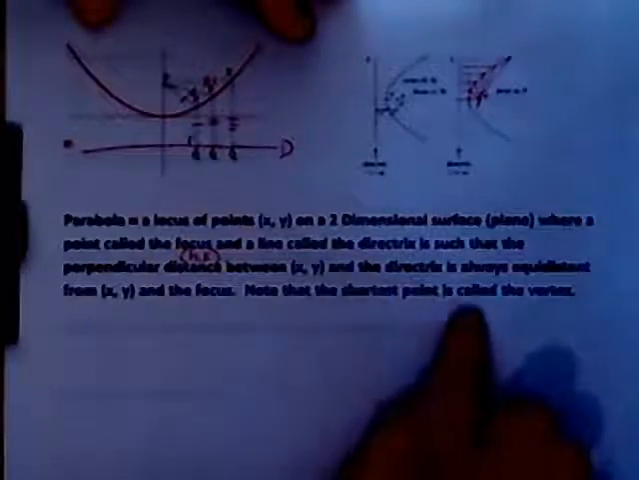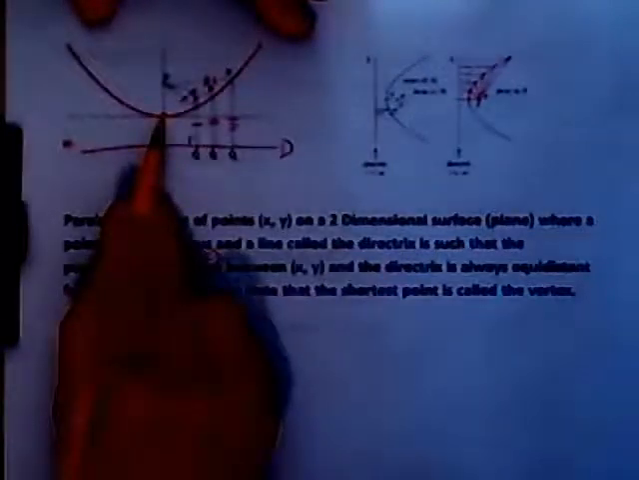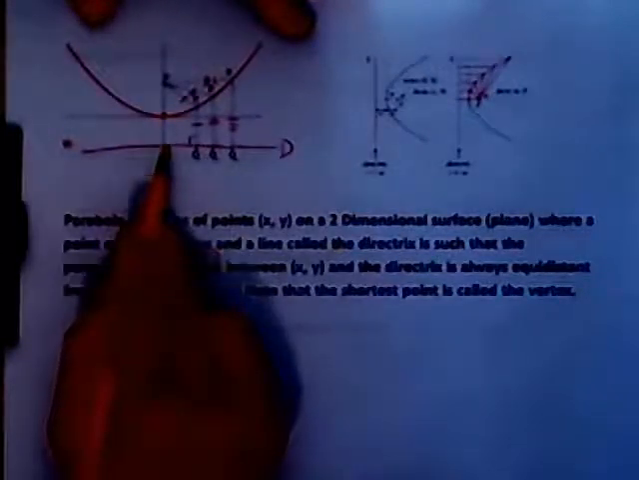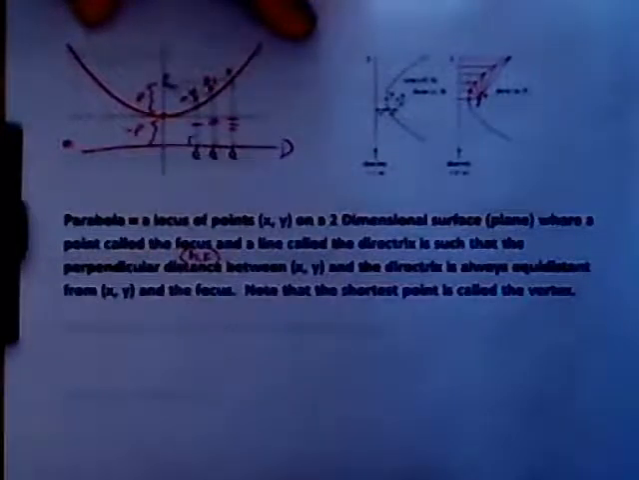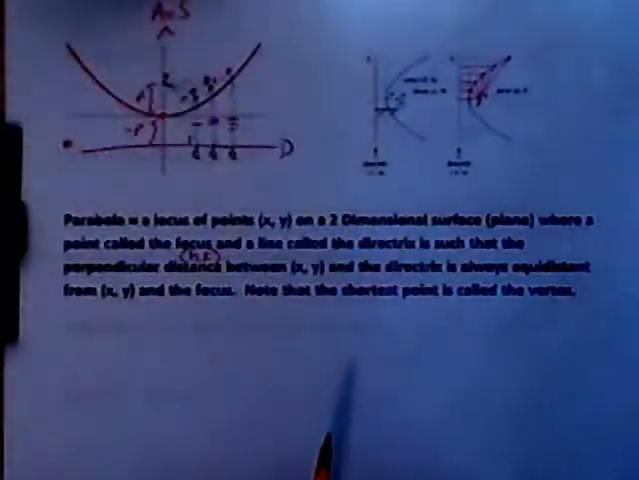Note that the shortest point is called the vertex. So here it is right there. The shortest distance from the focal point to the vertex is the vertex to the directrix. So this distance, by the way, we call that p. We call this distance negative p. We'll go over the definition of p later on. Anything else? Oh, one more thing. This is called the AOS, axis of symmetry.